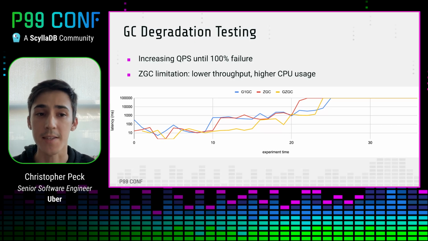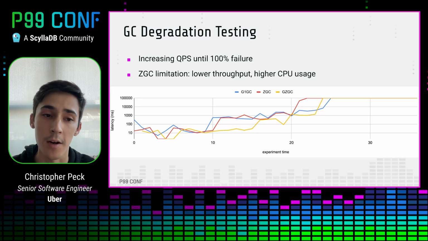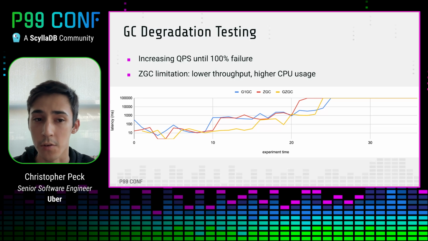I did this by increasing the QPS and sending queries until we had about 100% failure. ZGC pretty clearly showed lower throughput. We started failing queries very early, but generational ZGC and G1 failed at approximately the same time. The difference was that with generational ZGC, we saw very low latencies.